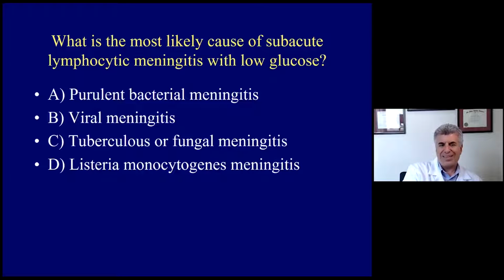And Listeria monocytogenes meningitis, while that could absolutely give you a low glucose, and yes, it could give you a lymphocyte predominance, typically it's a poly predominance on the CSF, but the one major difference with this is that with Listeria, it should be more of an acute illness. You wouldn't have Listeria present over 2 weeks.